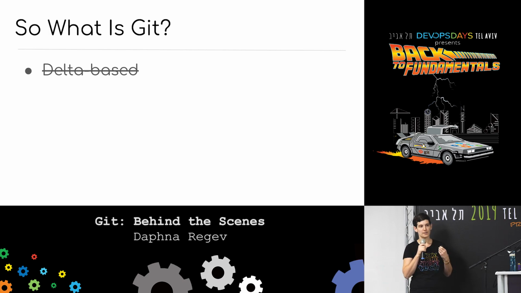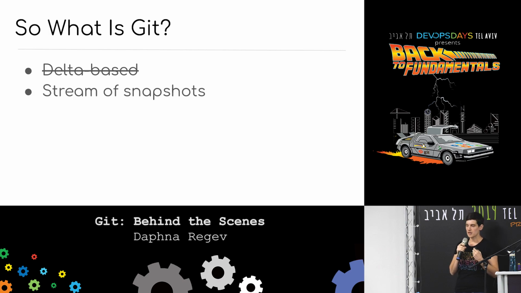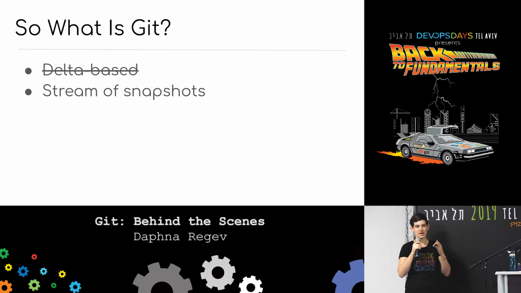So many other version control systems are delta-based, like Subversion, for example. This means that they save the delta between the previous version of the files and the current version of the files. But Git is different. You can think of Git as a stream of snapshots, because what Git does is save a snapshot of our directory, of our files, every time that we make a commit. And then we have this long linked history of all of our snapshots. So again, a stream of snapshots.